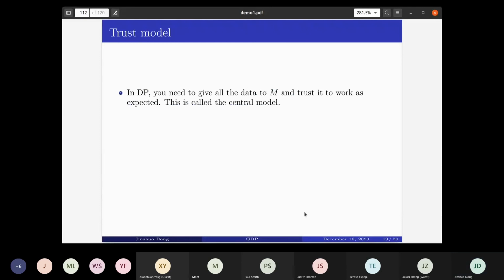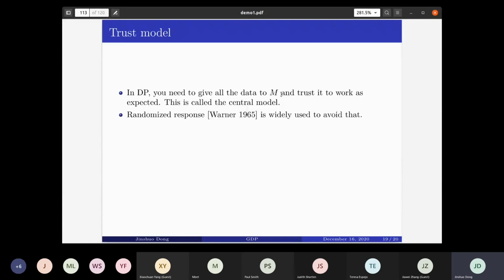So in DP, you need to give all the data to the mechanism, to the algorithm, and trust it to work as expected. Otherwise, there's no privacy guarantee. Okay, so you really need to trust a central agent to do everything. So this is called the central model.